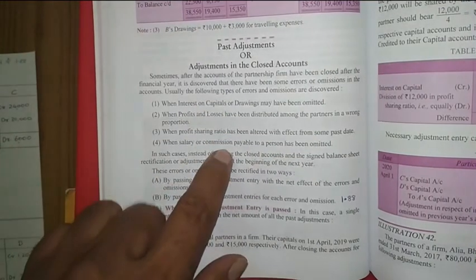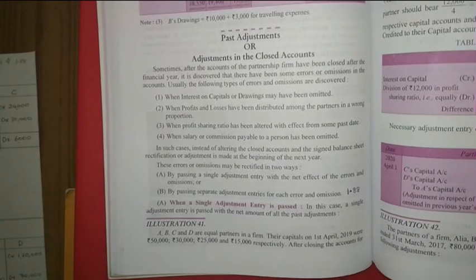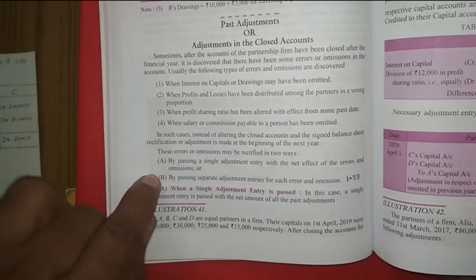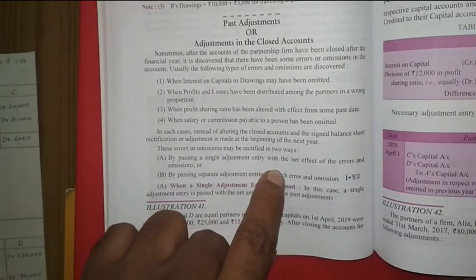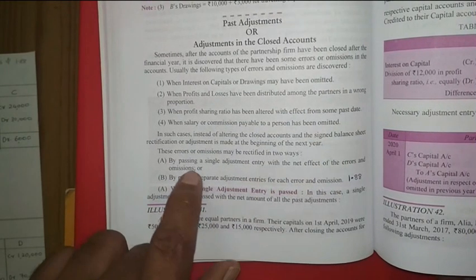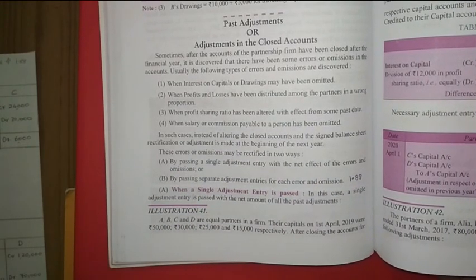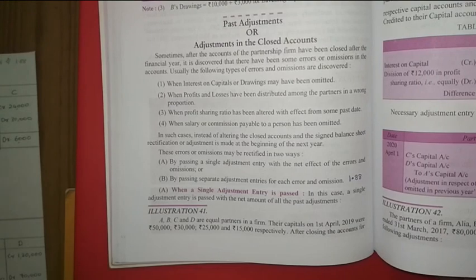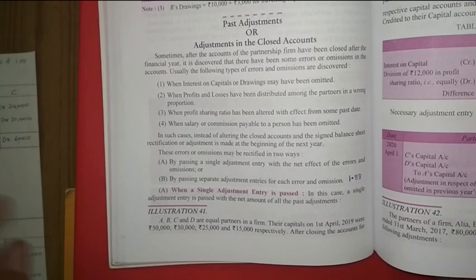So whenever this type of error happens, we can solve it in two different ways. Here it is mentioned as A and B. A: by passing a single adjustment entry with the net effect of the errors and omissions. Suppose there are 4 errors, so we will make one table, and by making that table we will find out the net effect of all those errors, and we will get one amount. Then from that amount we will pass only one journal entry. That is the first method.